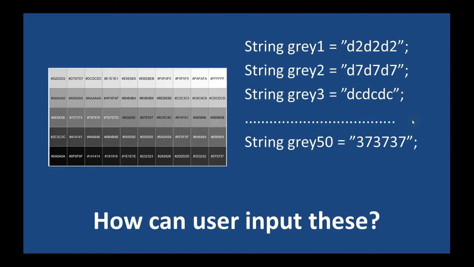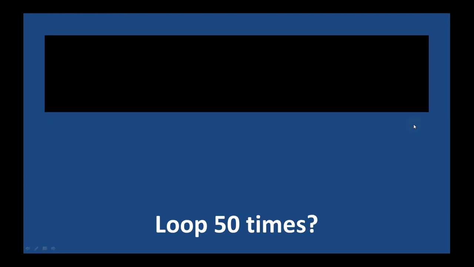That's what we have for one variable. But if we have several variables that are similar, in this case we have 50 strings, that is basically 50 shades of gray, and we want the user to input this. But if you do it this way, by declaring each variable separately, it is very inefficient. So how can we do it better?